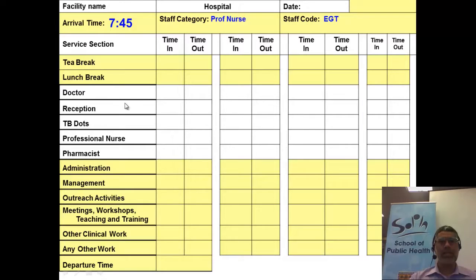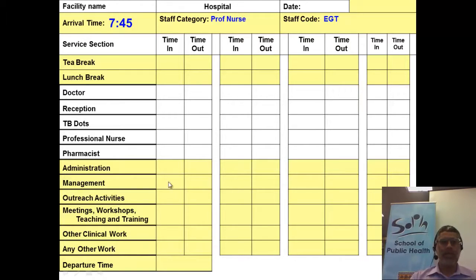Then on this timesheet there are various service points. These would obviously be the service points that are pertinent to the facility, as well as other activities that staff time could be utilized for. So for instance, administration, management, any outreach, any meetings, workshops, any other clinical work. So this would include clinical work where a patient is not present. For instance, compiling summaries of patients, or writing letters, or referral letters, or going through results of tests, etc. Or any other work that could apply.